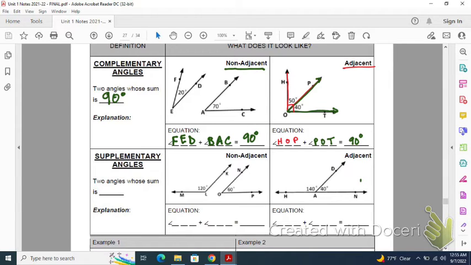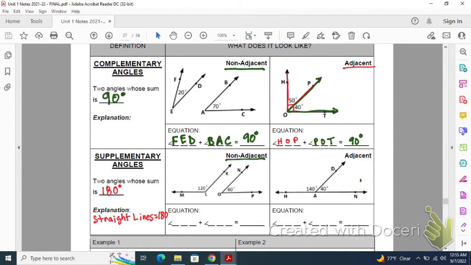Okay, next one is supplementary angles. Those are 2 angles whose sum is 180 degrees. The way I remember it is supplementary and straight lines are both 180, and they both start with an S. So straight lines are also equal to 180. However, it doesn't need to be a straight line. They can be non-adjacent like in the first diagram.